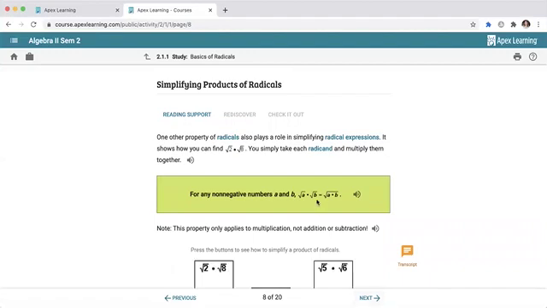All right, so then other properties of radicals. What we can do here, if I have 2 radicals and I'm multiplying them together, is combine them and write them under the same radical.